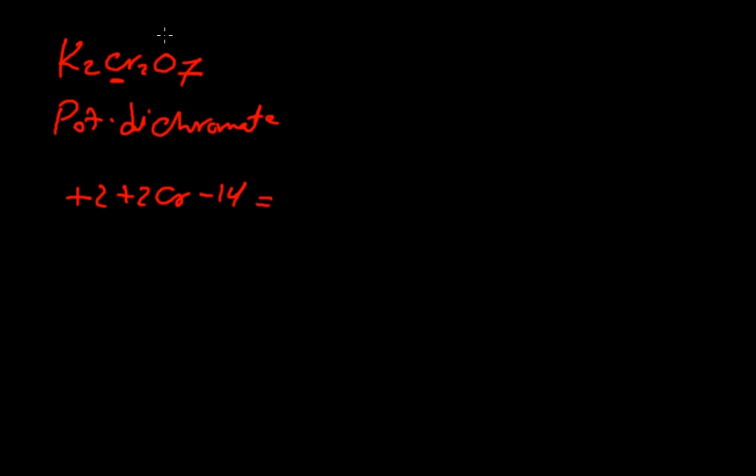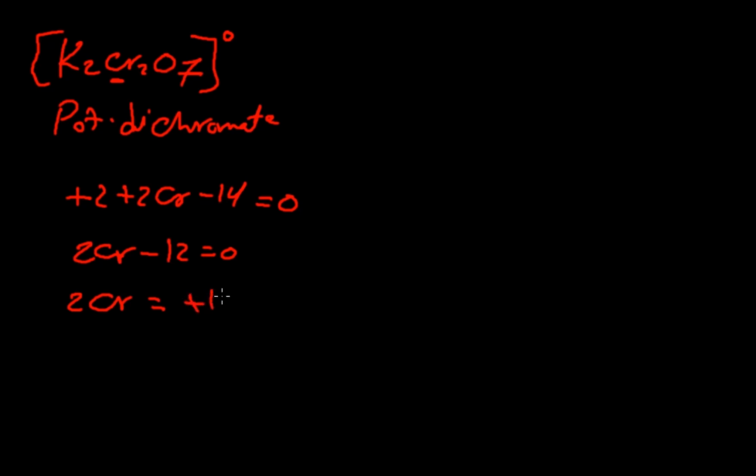The whole compound should be 0. The net charge, I mean. Then we have plus 2 minus 14. That means 2Cr minus 12 is equal to 0. Then 2Cr, 2 chromium atoms, is equal to positive 12. Then each chromium atom is equal to positive 6.